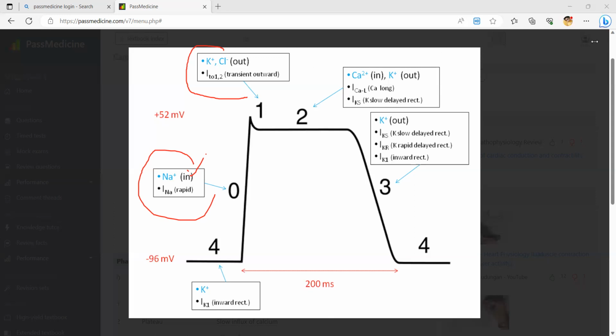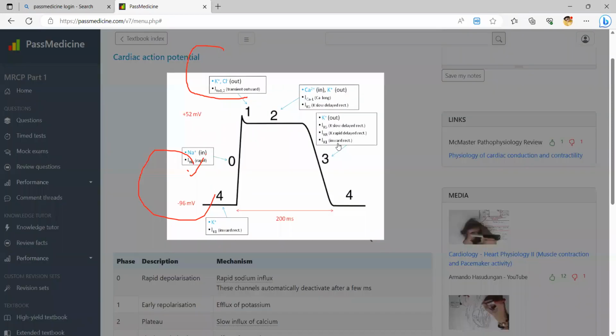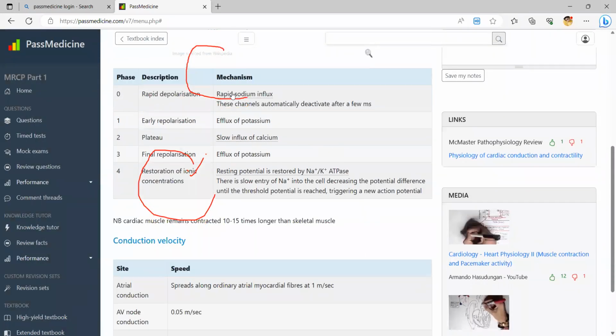So what kind of ion is entering inside the cell and why has this happened? In this box, if you see, there are phases 0, 1, 2, 3, 4. Very importantly, all the phases are very important for your exam. Mostly they ask about all the phases. Phase 0 means rapid depolarization, rapid sodium influx. These channels automatically deactivate after a few milliseconds. So that means rapid depolarization in phase 0, sodium entering inside the cell.